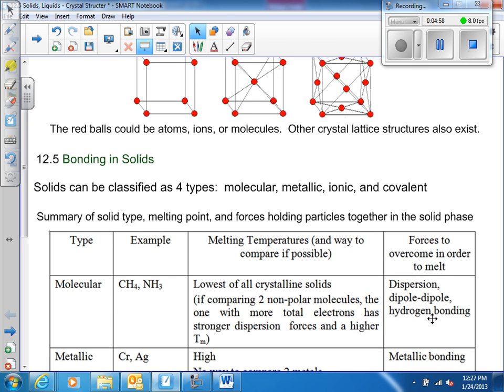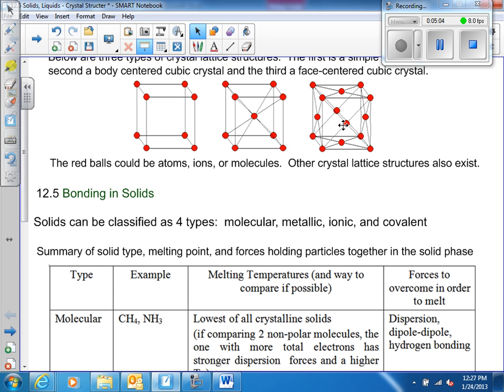The intermolecular forces: dispersion, dipole-dipole, hydrogen bonding. But if one of these was a network covalent solid, suppose we had a network covalent solid right there, that would mean that each of these red balls was an atom, and each atom would be bonded to another atom in the structure. In order to melt, you'd have to break all of these covalent bonds.